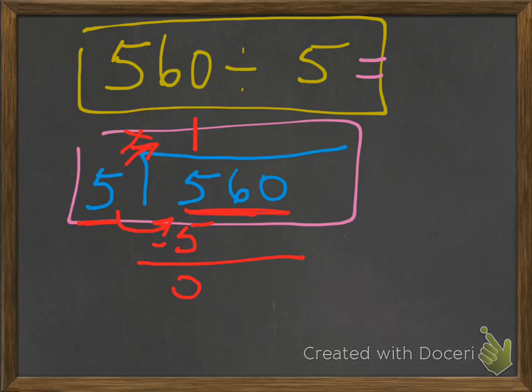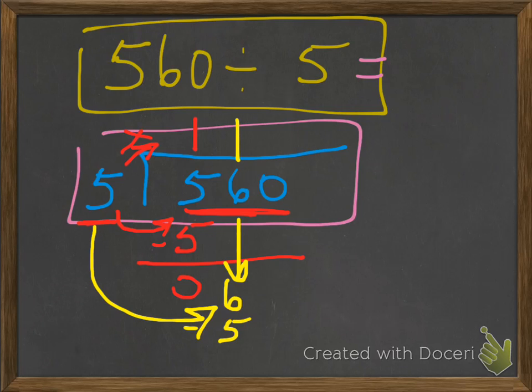Moving right along, we have a 6. We're going to bring that down. And again, we're going to look at that. 5 times what gives us 6 or close to 6? In this case, it's still 1. So we subtract. 6 minus 5 is 1. And we bring down the 0 all the way.